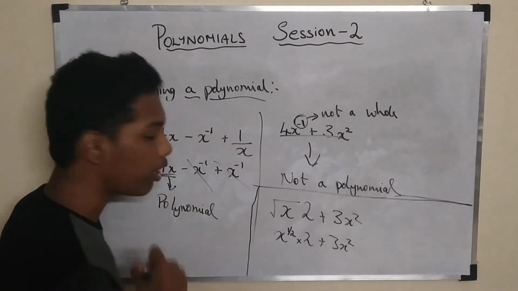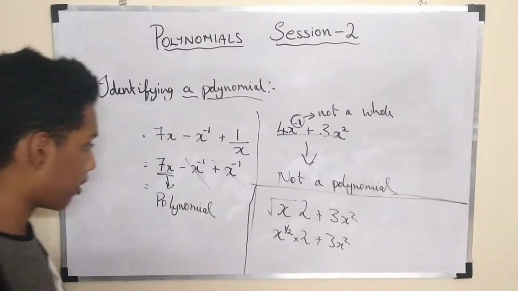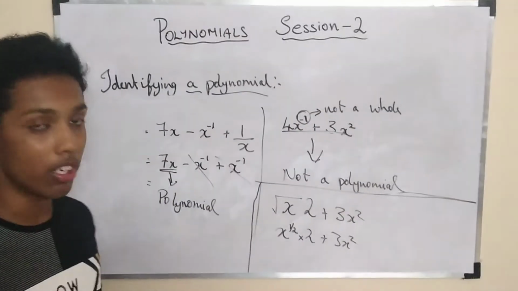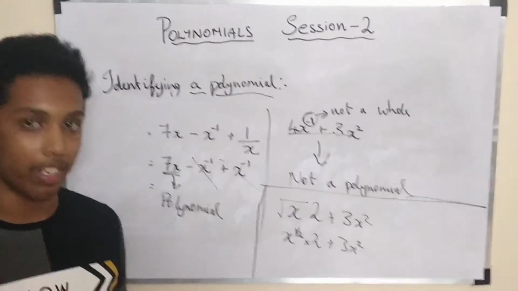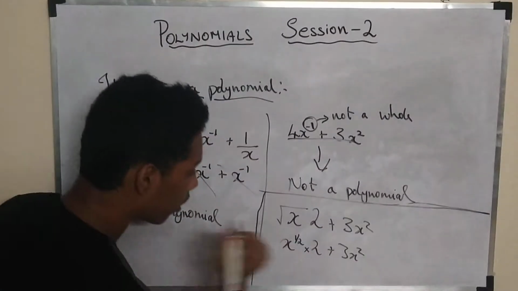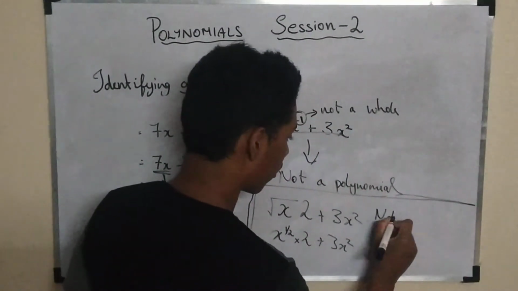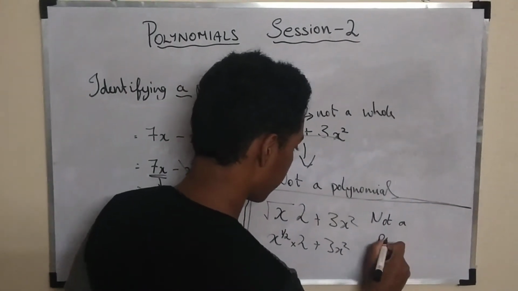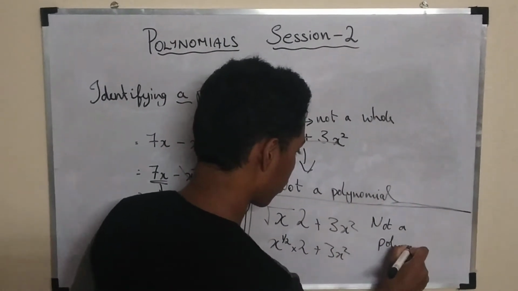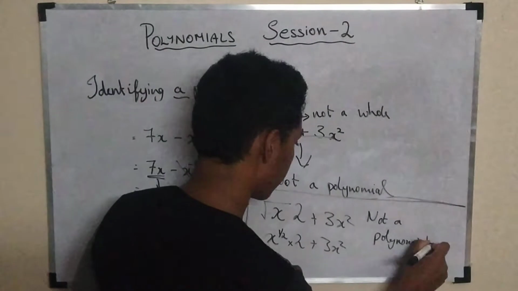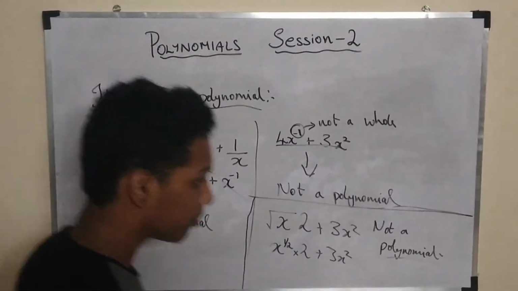Now here 1 by 2 is not a whole number, right? It is a fraction. It does not come under whole numbers. Whole numbers mean 0, 1, 2, 3, up to infinity. So this is not a whole number, and so you can say that this is also not a polynomial. Simply, not a polynomial.